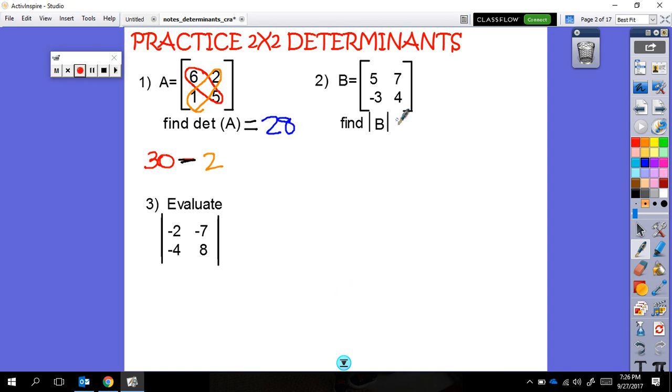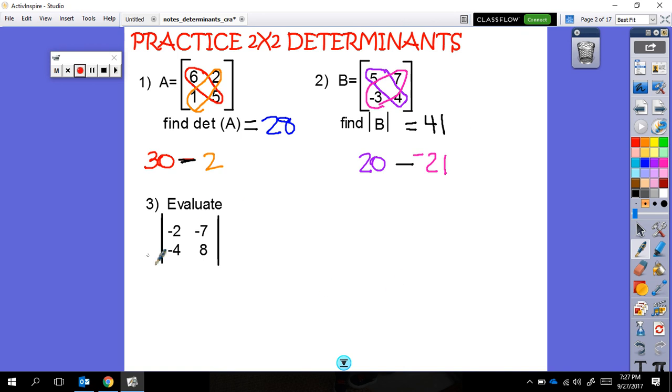Same deal over here with matrix B. The determinant of matrix B is this first diagonal, 5 times 4, which is 20, minus, and then go the other direction. You have to be careful here because we have double negatives going on. So minus a negative 21, which makes the determinant of matrix B 41.